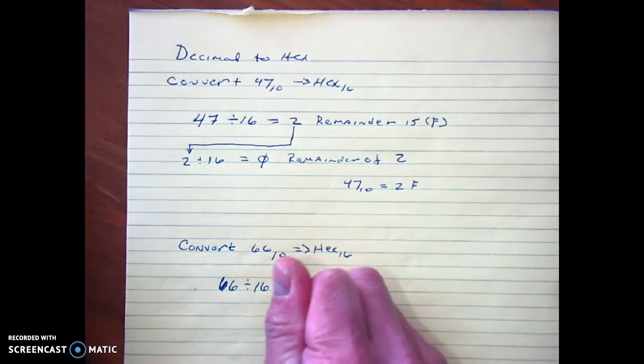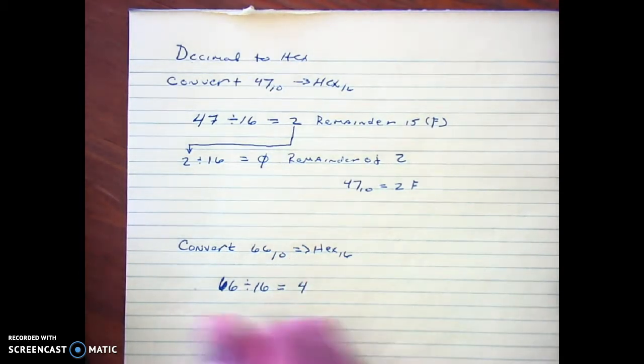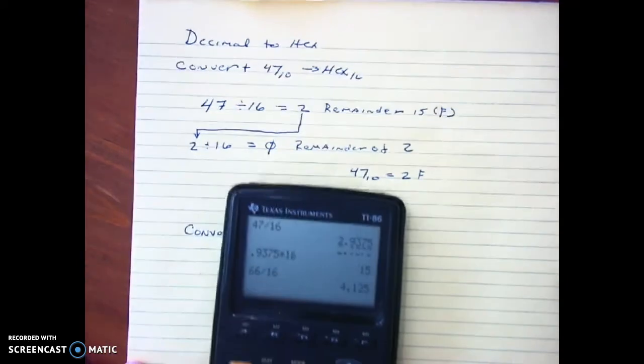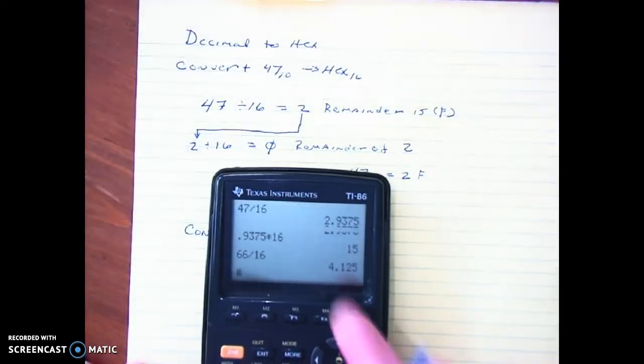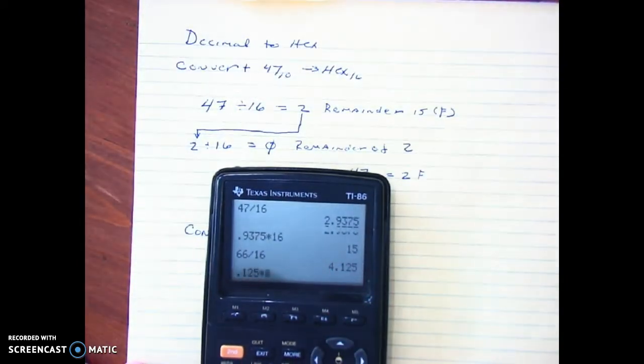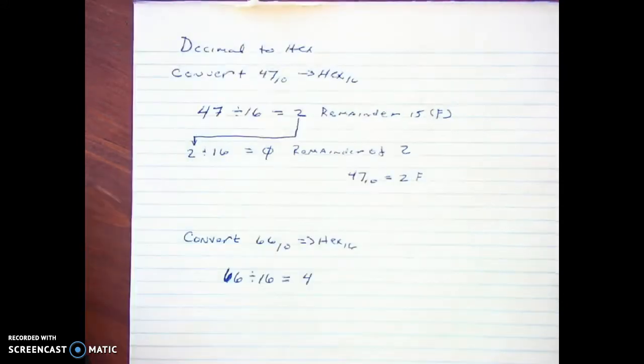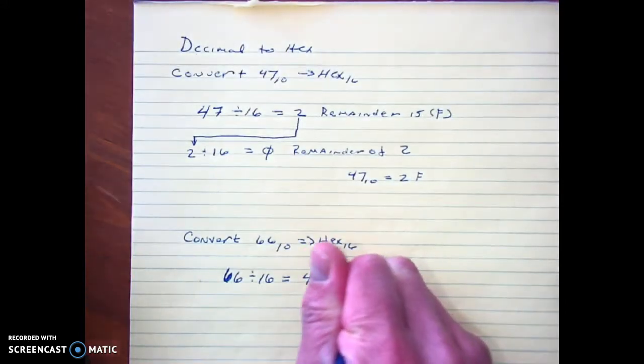We get 4, and now we have that decimal. Let's say I got 4.125. Well, if I take the 0.125 times it by what? 16, I get 2.